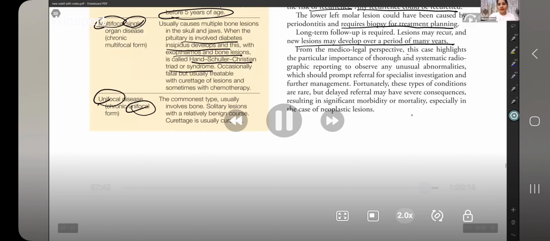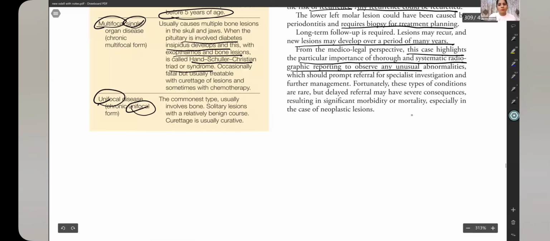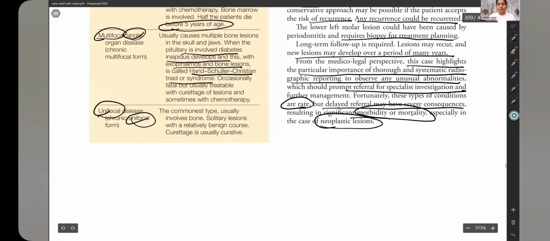From the medico-legal perspective, this case highlights the importance of thorough and systematic radiographic reporting to observe any unusual abnormalities, which should be sent for immediate referral for specialist investigation and further management. Fortunately, these types of conditions are rare, but delayed referral can have legal consequences, resulting in significant morbidity and mortality for the patient. Especially in the case of neoplastic lesions, if he had a multifocal multi-organ type, it could even turn fatal.